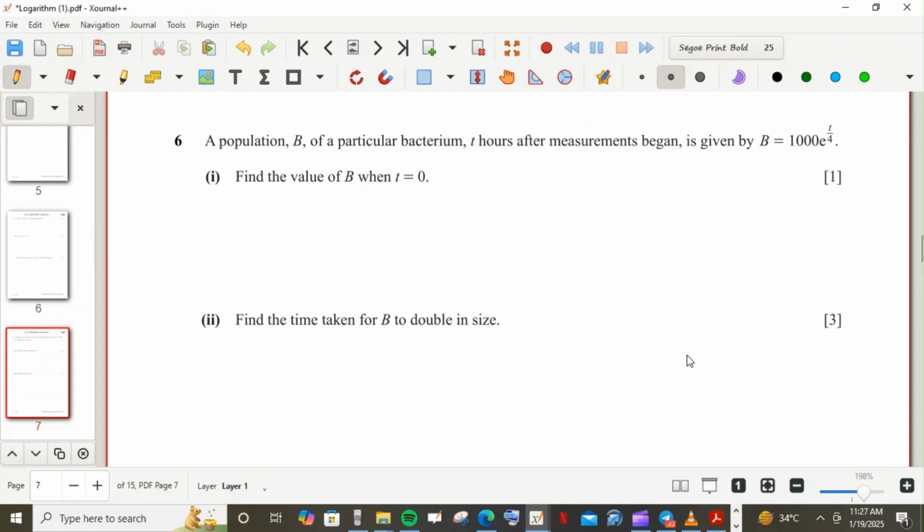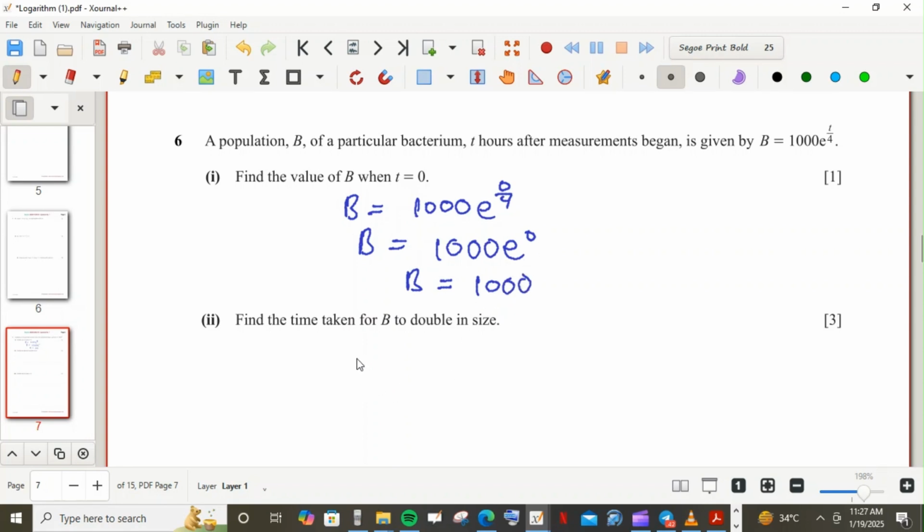Okay, there's another one here. The population of a bacterium 2 hours after measurements. So the population B is given by this. Okay, find B when t is 0. So that's the initial time. So I just put 0 here, e to the power 0 over 4. And this is the same as 1000 e to the power 0. And this will give me 1000. You know, e to the power 0 is 1.